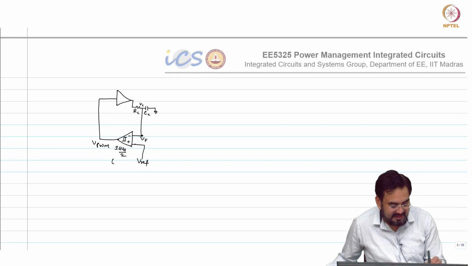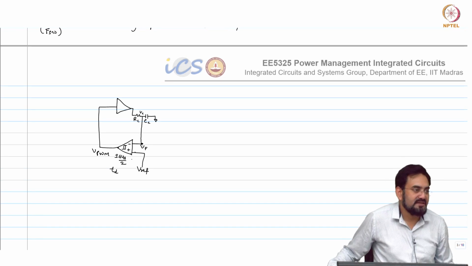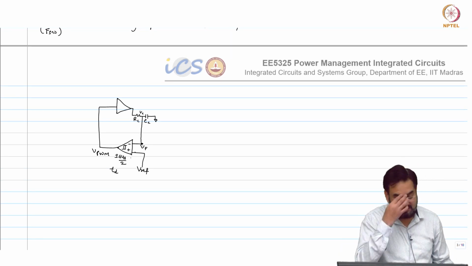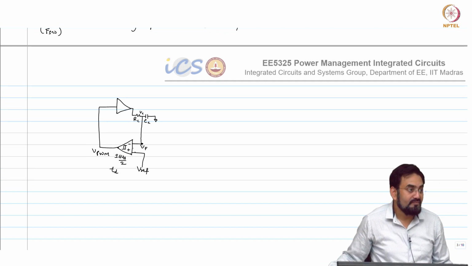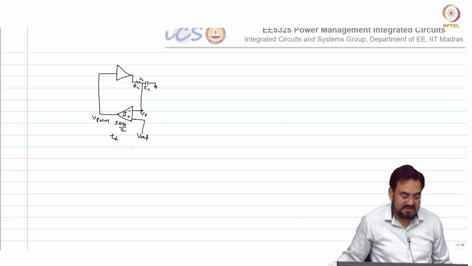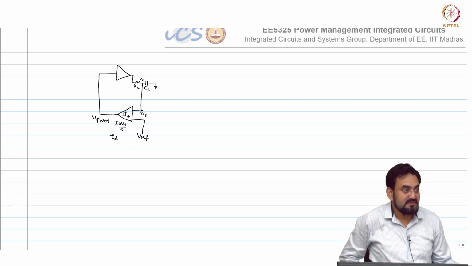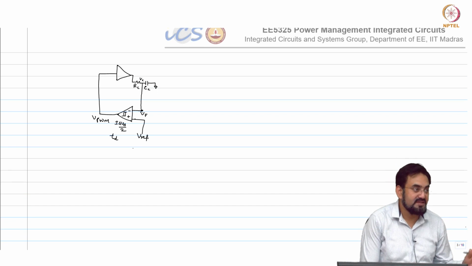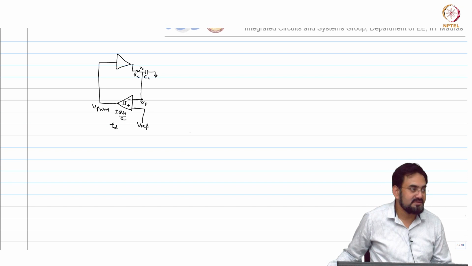So, what if this comparator has a delay of TD? What would happen? One is the ripple, what about the time period? Will it remain the same, or will it increase or decrease? It will increase.